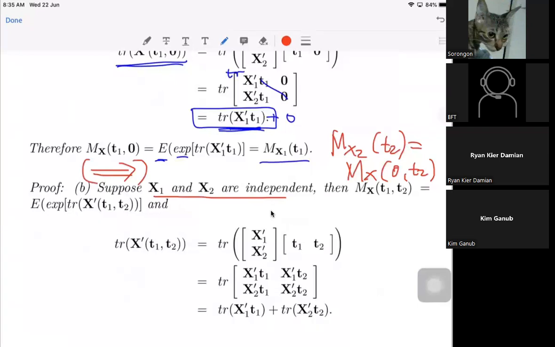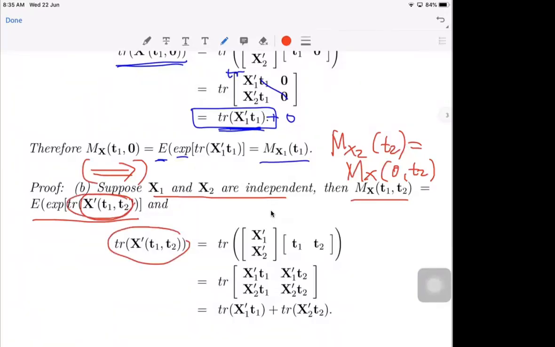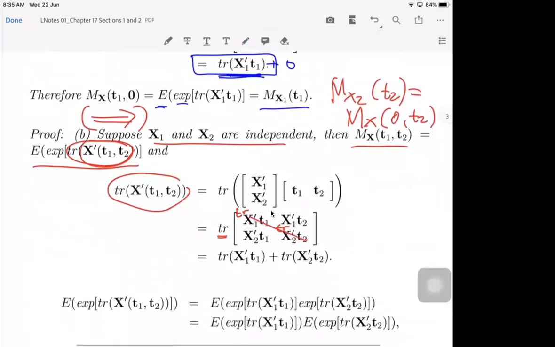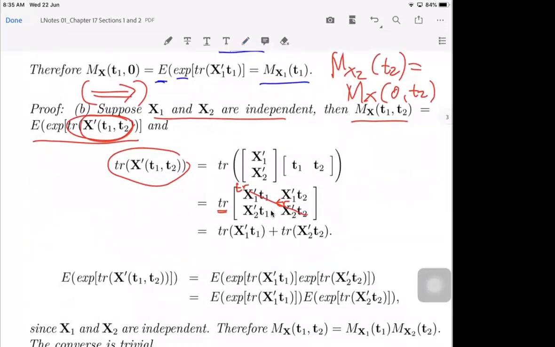we assume that x1 and x2 are independent, and if this is independent, then the moment generating function of x2, which by definition is this, and if you try to solve this, you will have this. So we apply the trace there, since we have the trace here. So that's the sum of that. Then get the expectation.